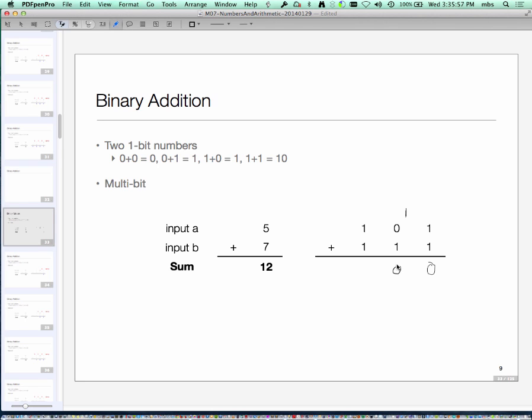0, and a carry of 1 again. And now I have 1 plus 1 plus 1, that's 3. So I'll get a 1 and a carry of 1. And that carry comes out here. This is what I end up with, which is 12.